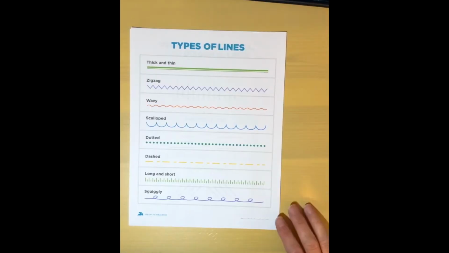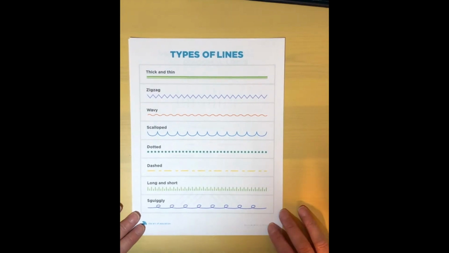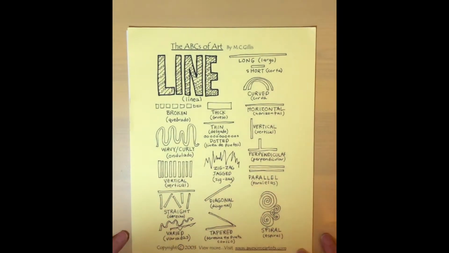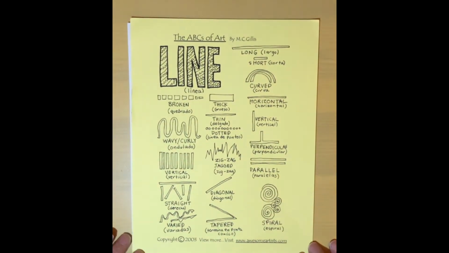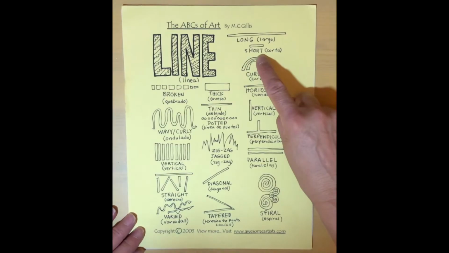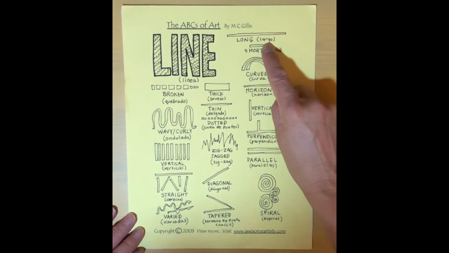Now let's talk about a few different types of lines. What do you see on this handout? We are going to take one last look at an additional handout online. What I love about this handout is that it's in 2 languages. Look closely. What language do you see? So a short line is corta and a long line is largo.